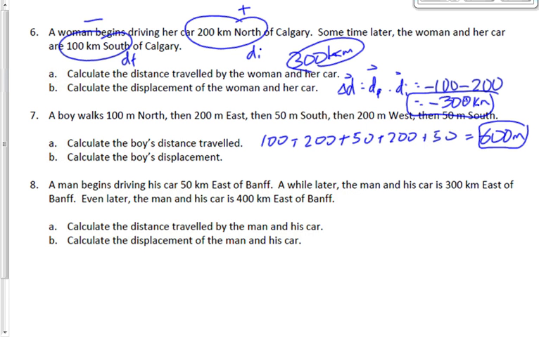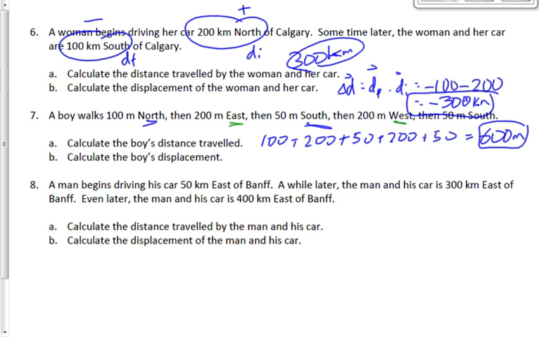What about the boy's displacement? The change in position? This is a vector, right? We need to account for direction here. Now, it's a bit tricky because we've got the north-south, but we've also got the east-west in the same question.